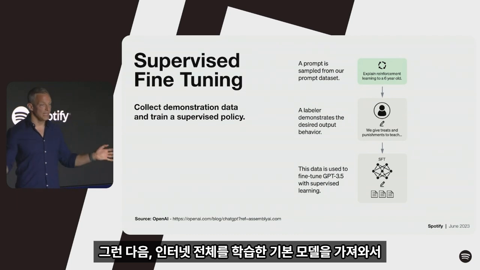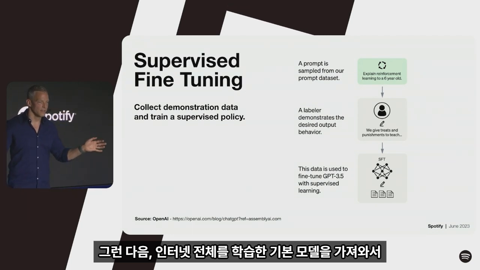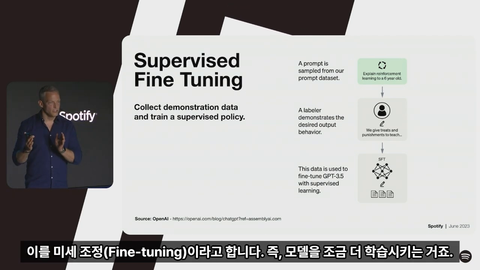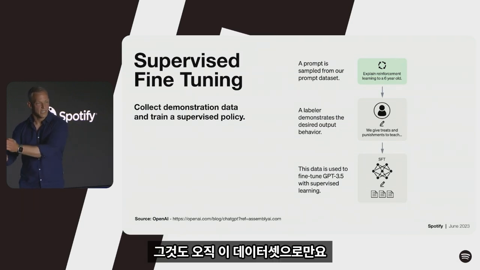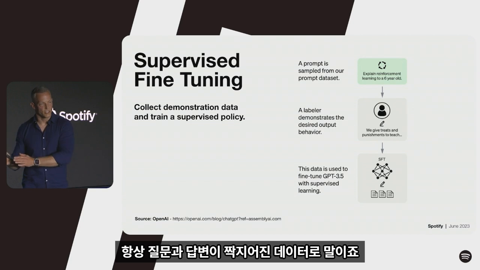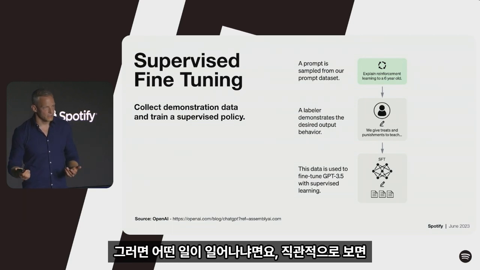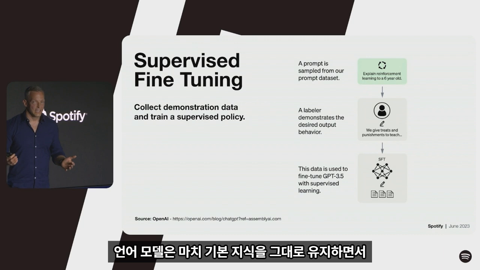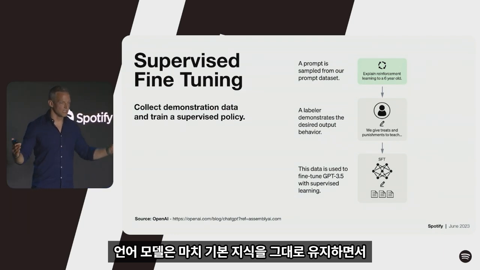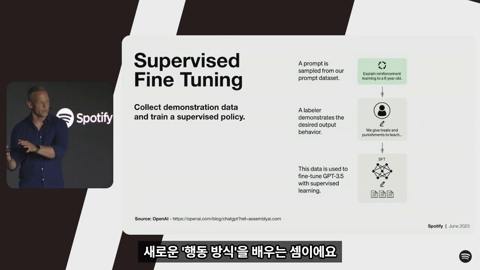And then you take this base model, which trained on the entire internet, and you do what is called fine-tuning. You train it a little bit more. You don't start over. It's already trained. You just train it a little bit more only on this data set that is always a question and answer. And then what happens, as an intuition, is you can almost say that the language model keeps all its base knowledge, but then it learns this behavior.